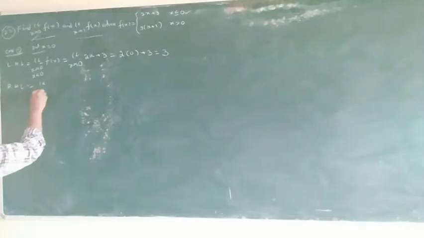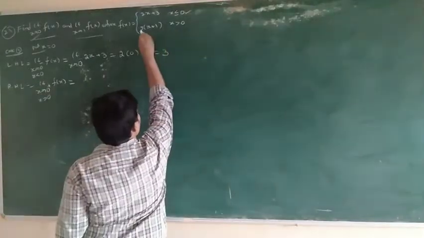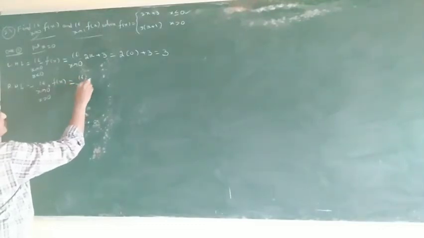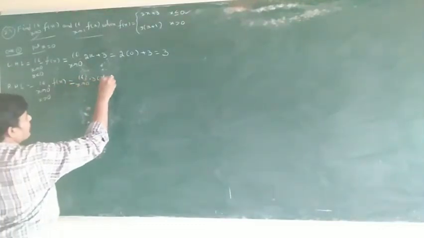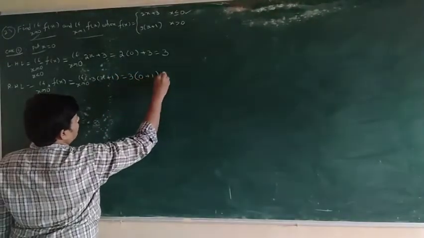Okay, next, RHL is equal to limit x tends to 0 plus f of x. 0 plus means greater than 0. Greater than 0, which function? Here greater than 0, the corresponding function is 3 into x plus 1. So limit x tends to 0, 3 into x plus 1. So 3 into 0 plus 1 is equal to 3.